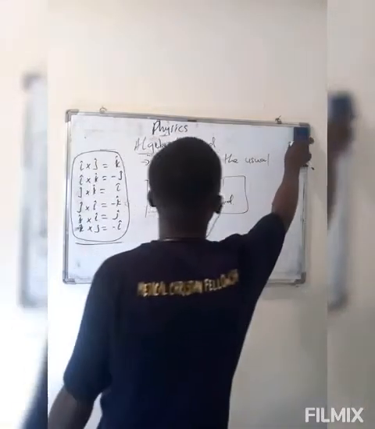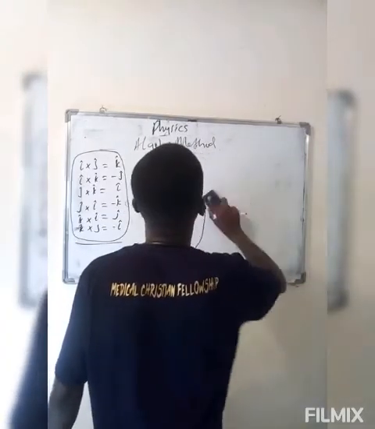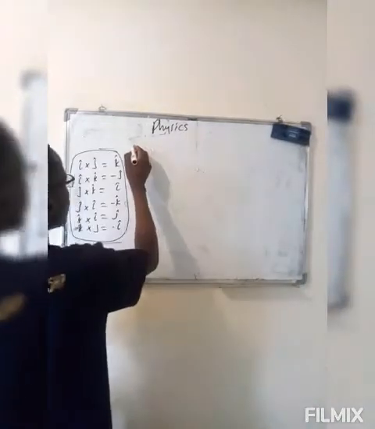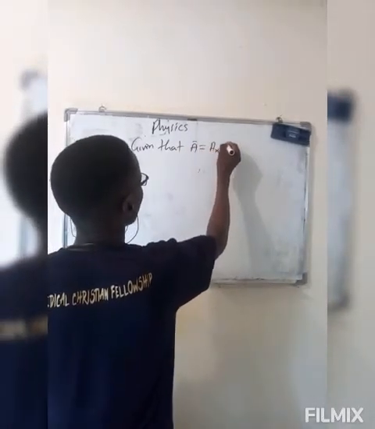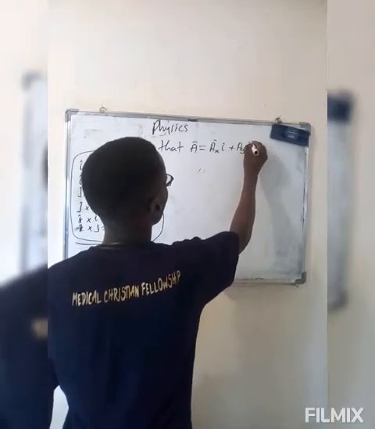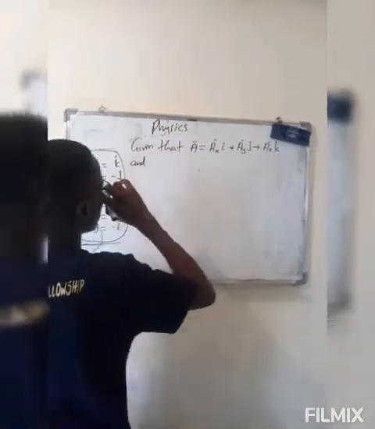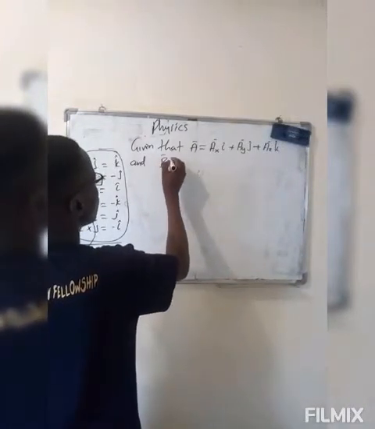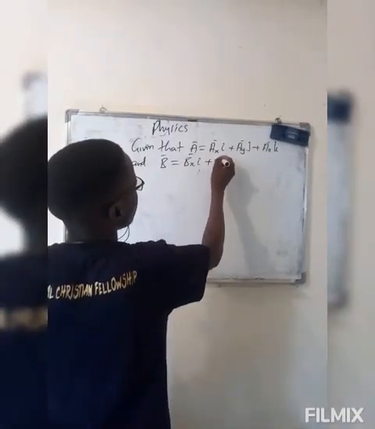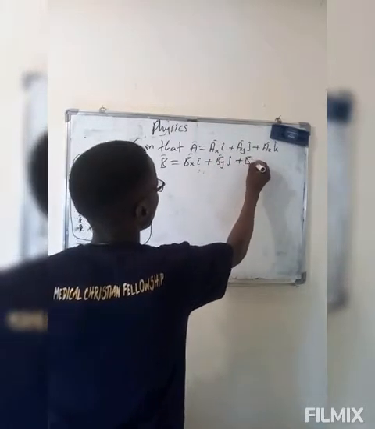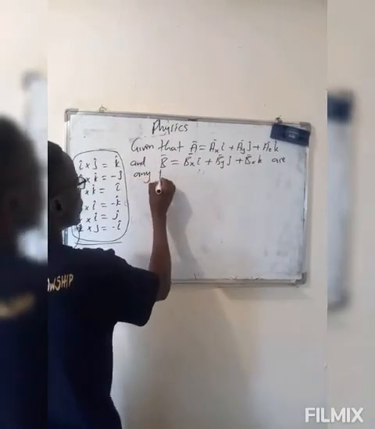Let's go ahead and look at two vectors. Given that A is equal to AX i plus AY j plus AZ k, and B is equal to BX i plus BY j plus BZ k. They are just any two vectors.